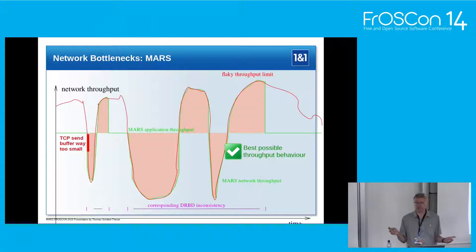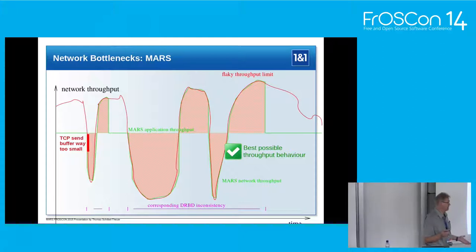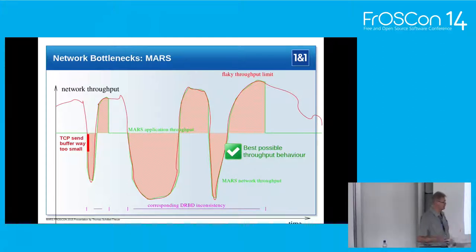So my dimensioning recommendation is dimension the slash mars for, let's say, a power blackout of, let's say, 2 days, one weekend, to survive this, in order to not need a full resync of all the data. So this is the theoretically best possible throughput behavior, and many people don't know that DRBD would become inconsistent during those phases. Why?